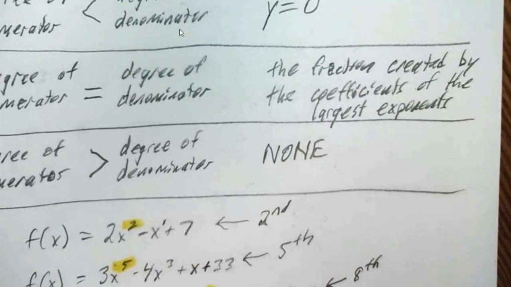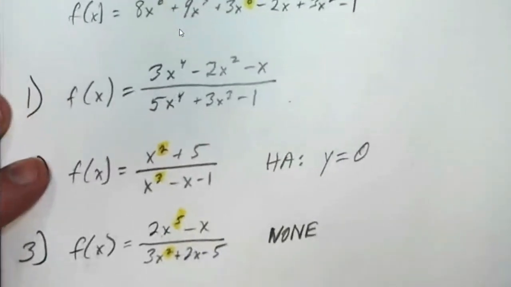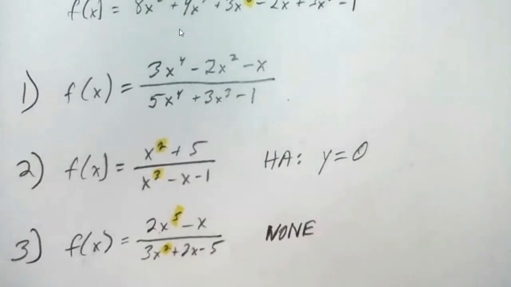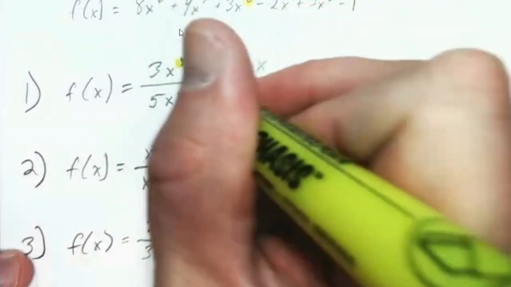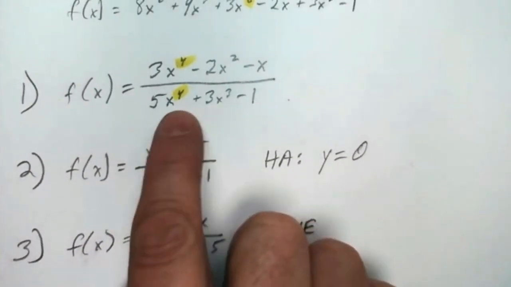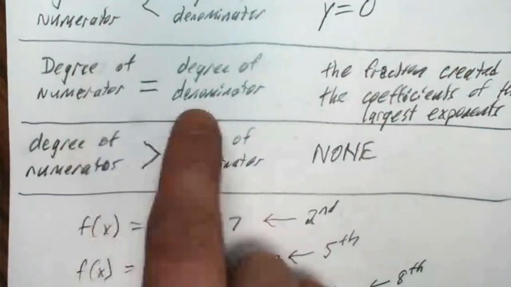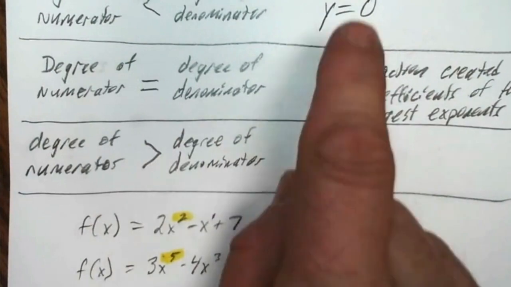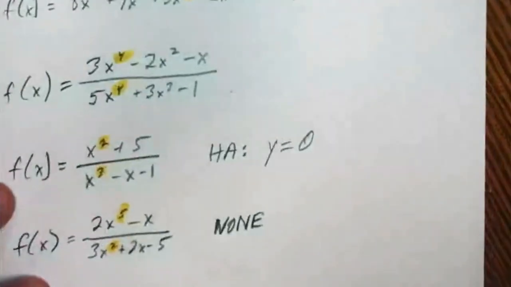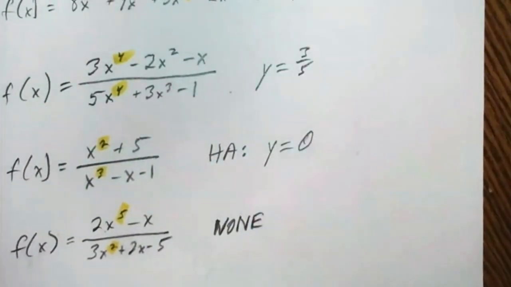You're like, what? Okay, we need an example, Mr. Brock, because you're going to confuse us. All right. So this one here, look, this is a 4, 4. Those are both fourth degree functions, right? That's the largest exponent. So this does not apply, and this does not apply because they're the same. So it does have a horizontal asymptote. It's not at y equals 0. It is at y equals 3/5. Where'd I get that?